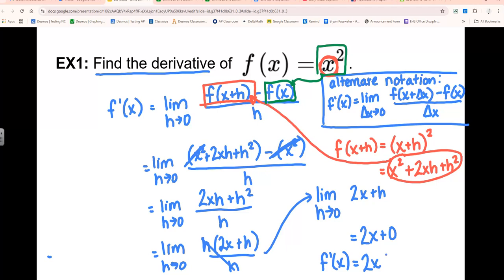This gives me the slope of the line tangent to f at any x value. So I can just plug in and I can find multiple from here.